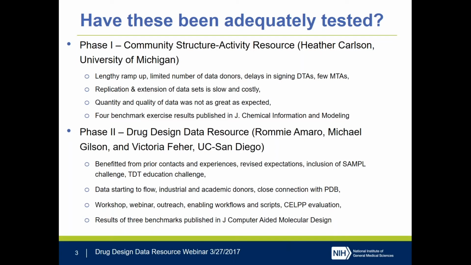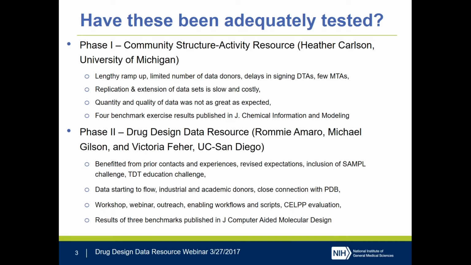There was also a high expectation on what that resource could accomplish in the way of replication and extension of data sets. This proved to be slow and costly. The quantity and quality of the data that was deposited was not as great as expected, and I think that's a case of unrealistic expectations that we had going in initially. We thought we'd get many more data sets, much larger data, much more precise data, and thermodynamic data, which I don't think we've seen any of, rather than just KD information.